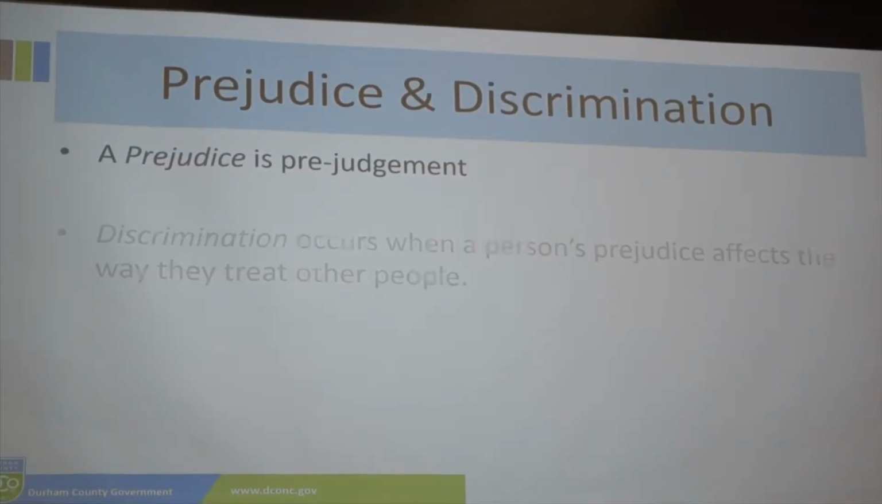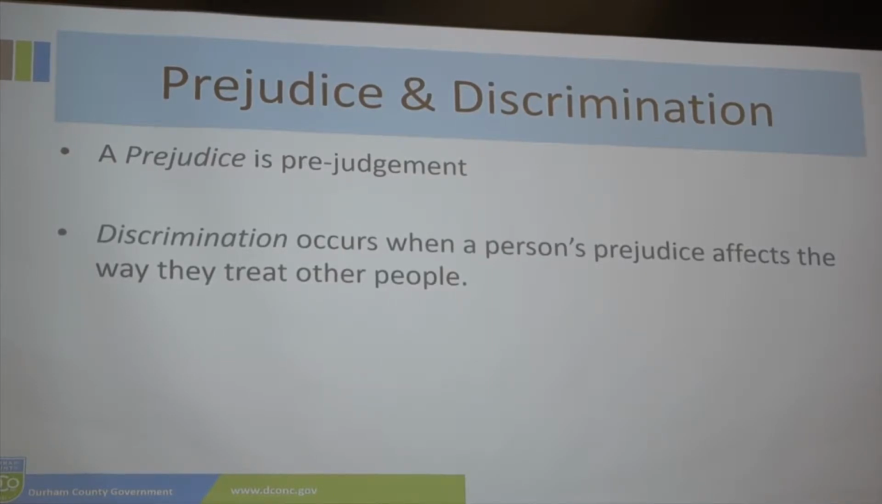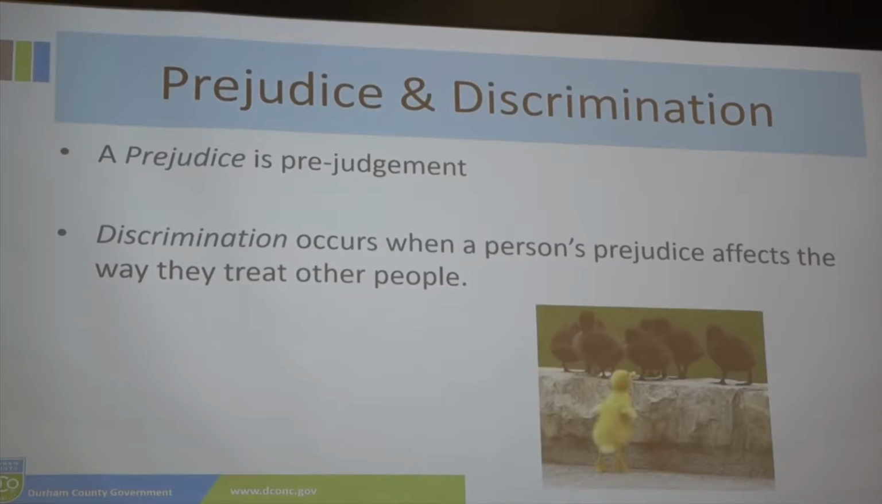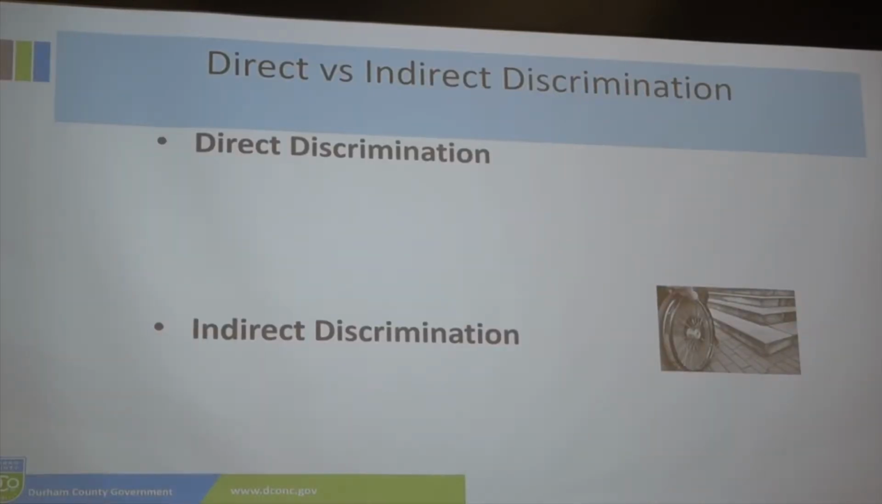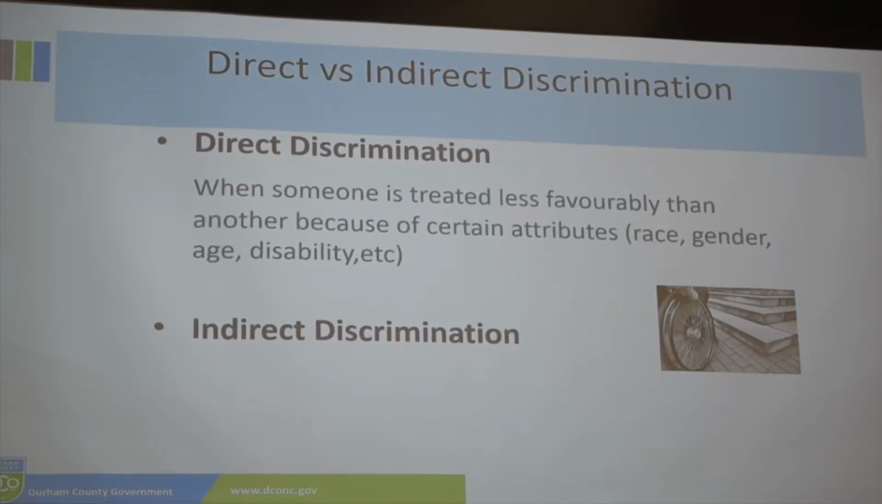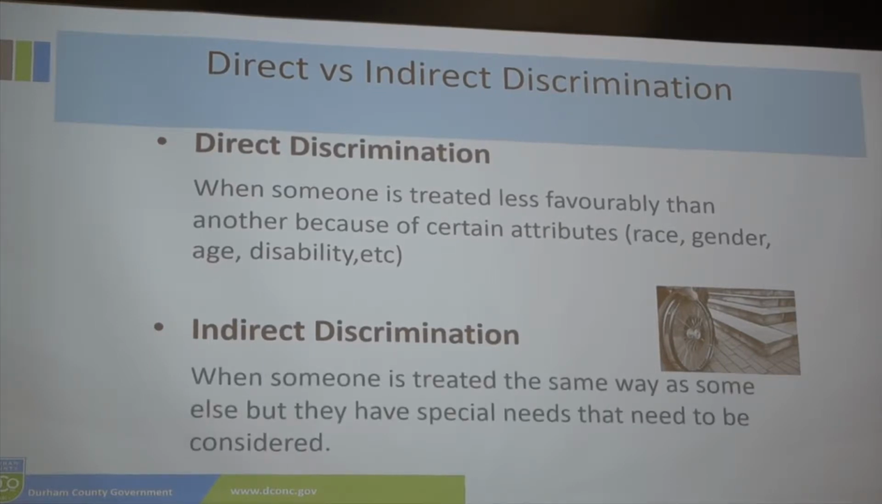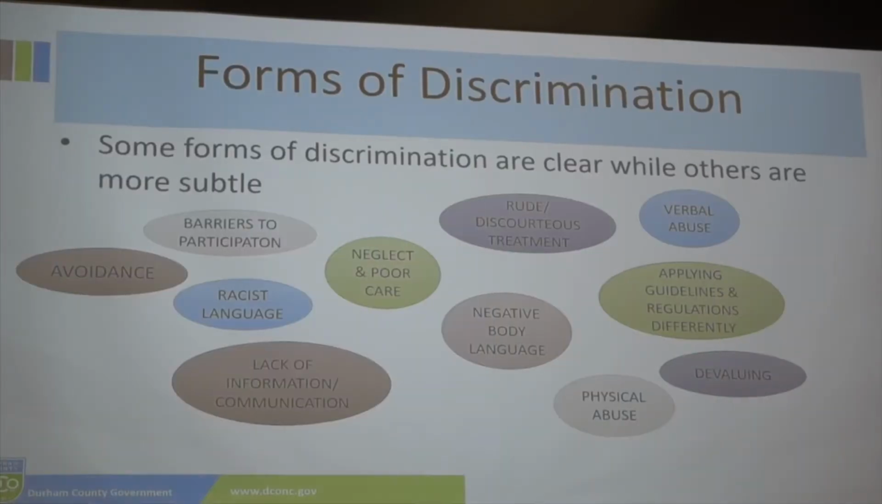And when we talk about prejudice, it's really prejudgment. And discrimination occurs when our prejudgment affects the way we treat other people. So we have direct discrimination and indirect. Direct is when we treat somebody less favorably than another because of their certain attributes. And indirect is when we don't take those attributes into account, as in somebody having a disability.